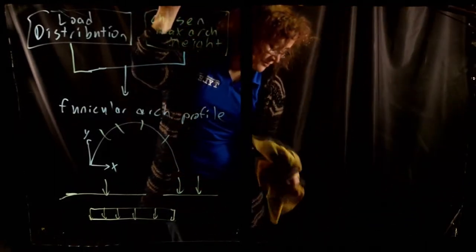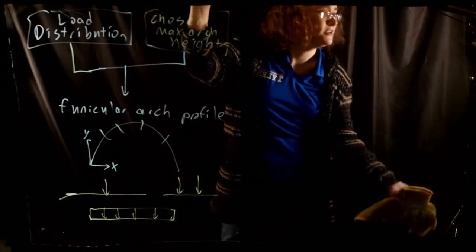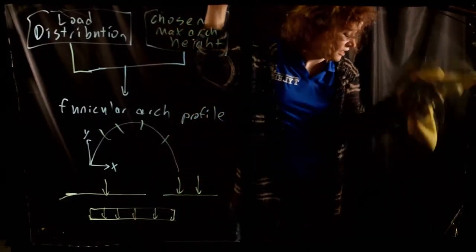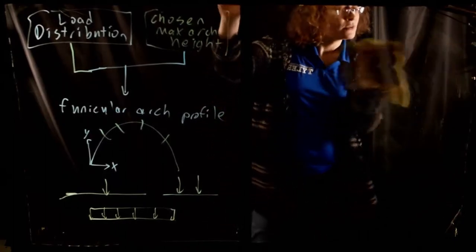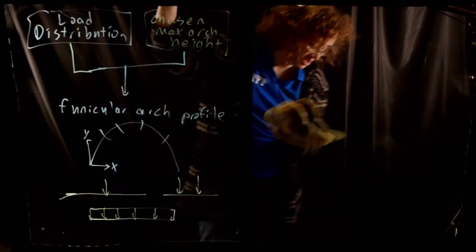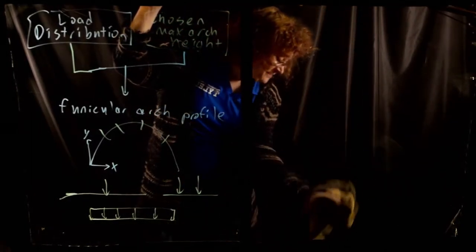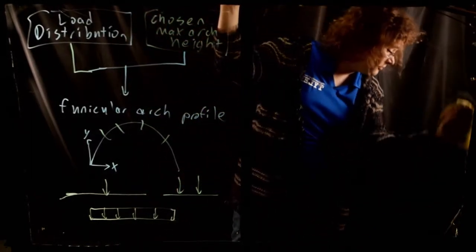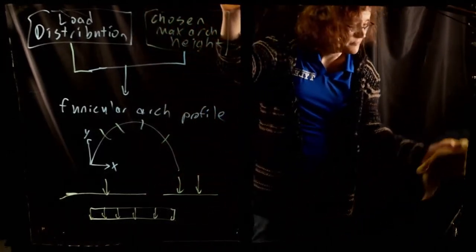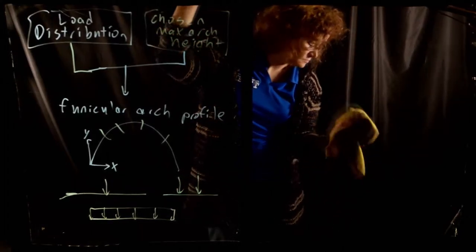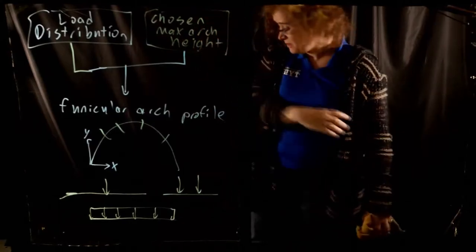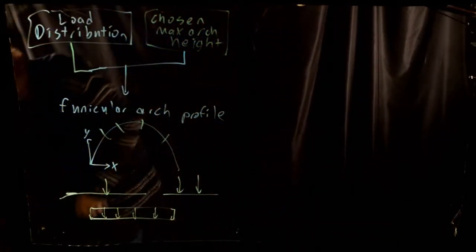So really the key takeaway for today is that for any given load distribution, there is a single arch profile that will allow one to have a funicular arch condition, or a pure compression condition, at all points in that arch. And the only thing that you have to choose, on top of the load distribution, is whatever max height you are designing for. Okay, so let's go ahead and take a look.